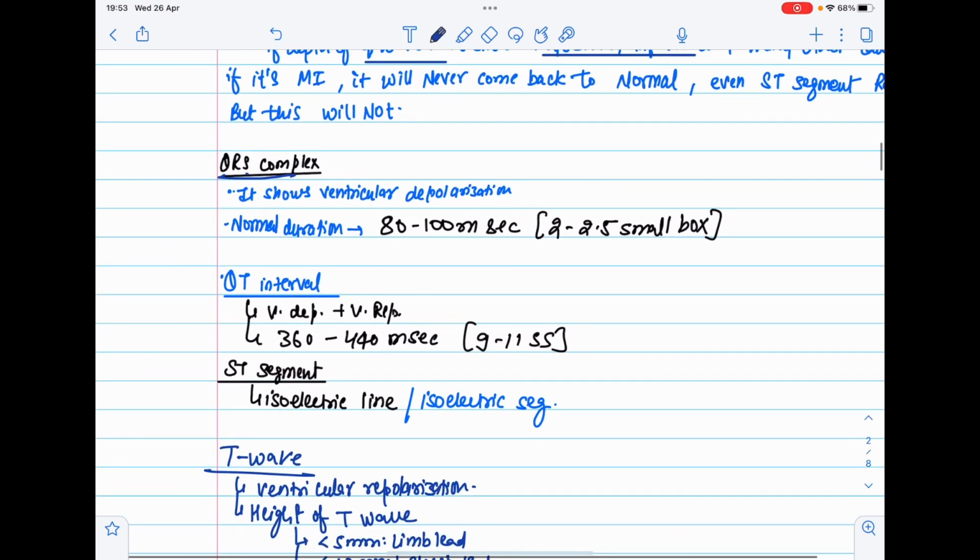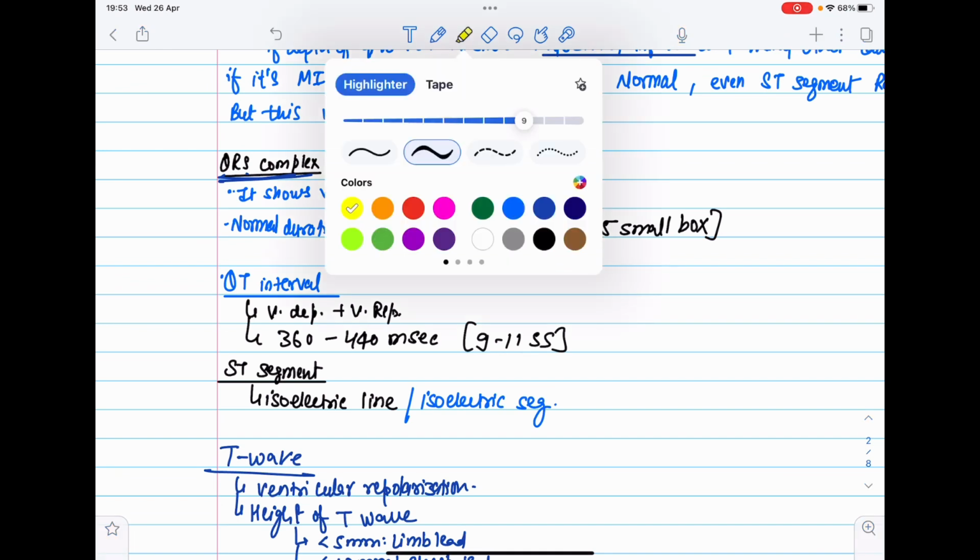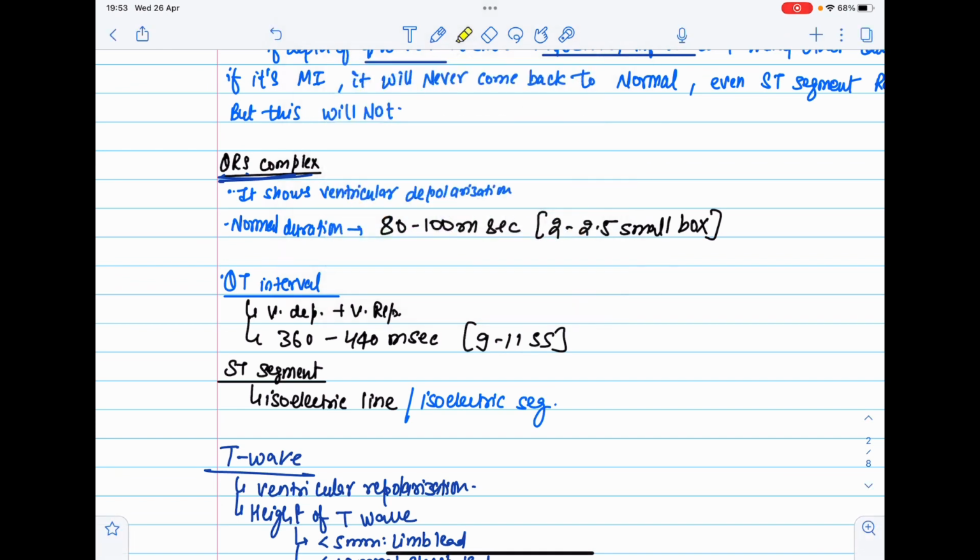Let's go for QRS complex. QRS complex represents ventricular depolarization, and the normal duration of this ventricular depolarization should be 80 to 100 millisecond. 80 to 100 millisecond means it should be 2 to 2.5 small boxes only.